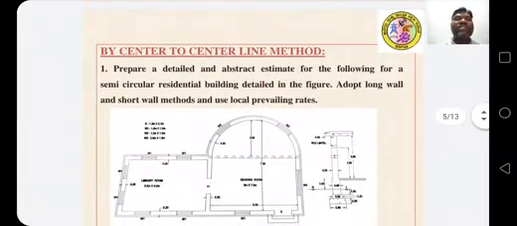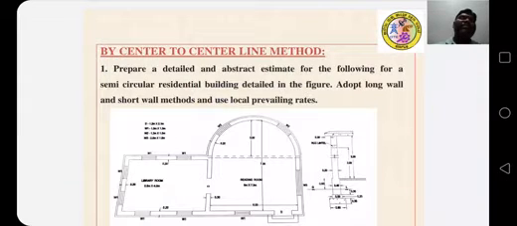By center to center line method, prepare a detailed and abstract estimate of semicircular building details as shown in figure. Adapt long wall and center to center line method.